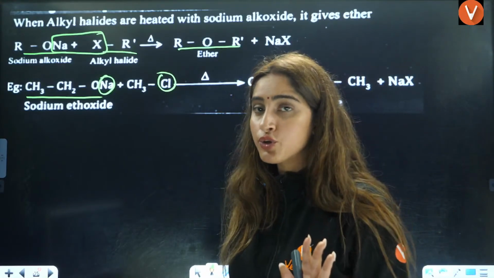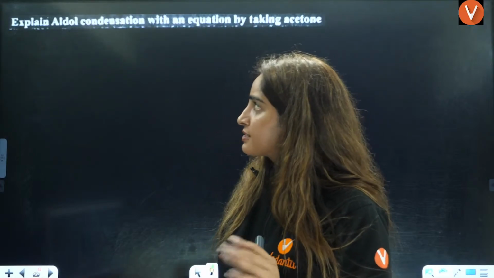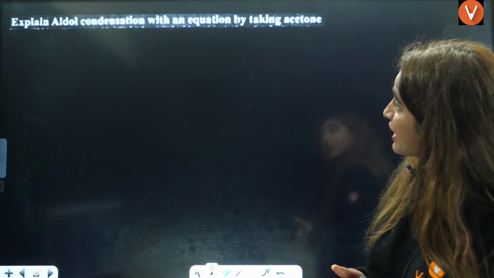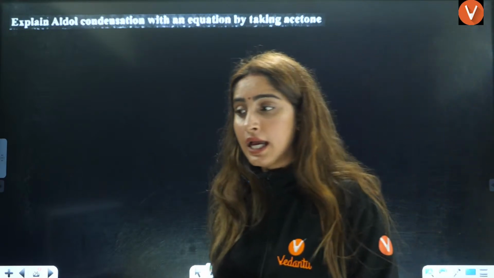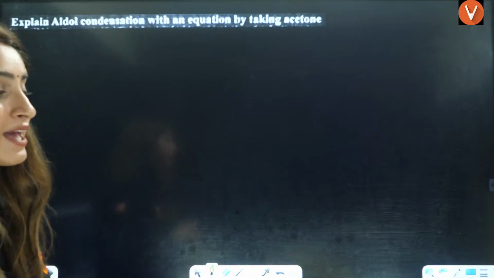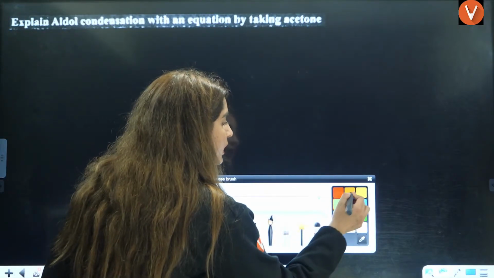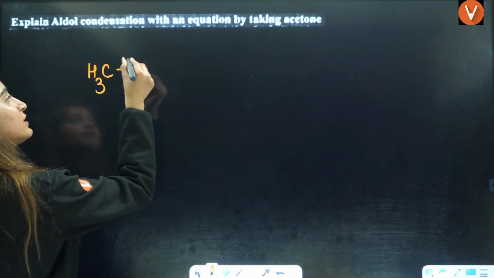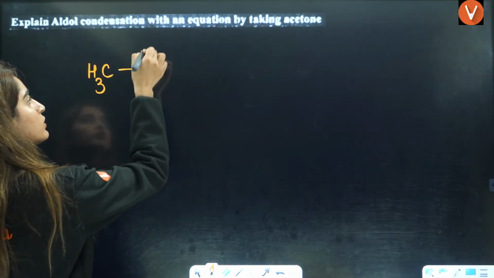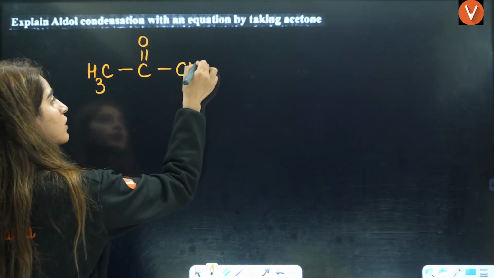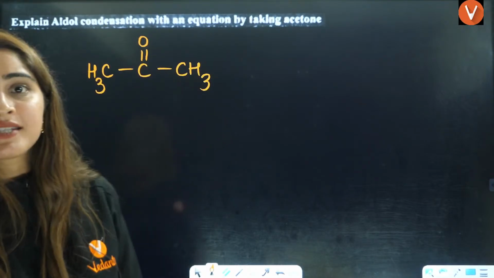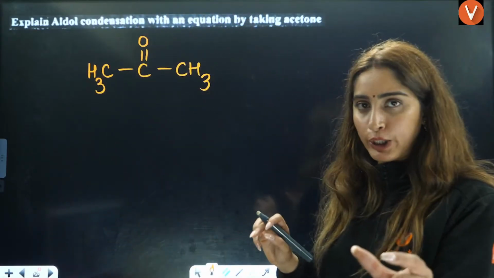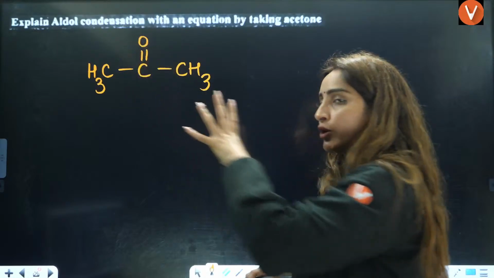Got it? Understood? Next is explain aldol condensation with an example, with an equation by taking acetone. Aldol condensation is a very, very important naming reaction. They are saying to take the example of acetone. This is acetone. Now, I told you one simple concept. Whenever you are doing aldol condensation, for one molecule, take C double bond O, right?